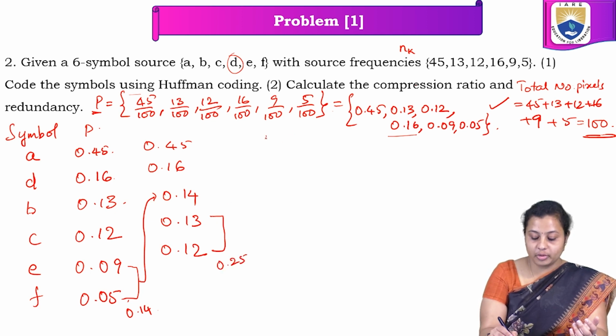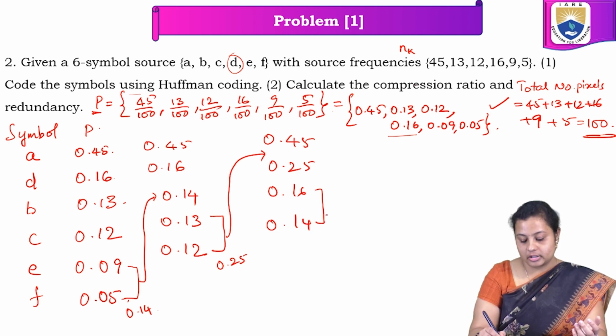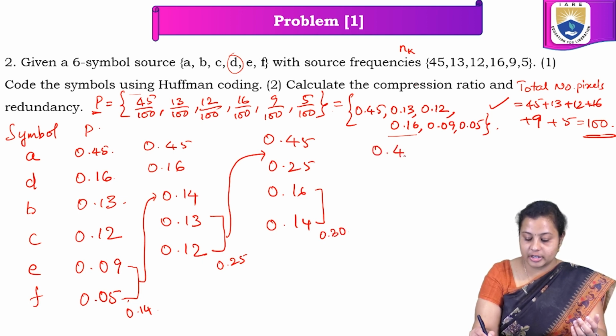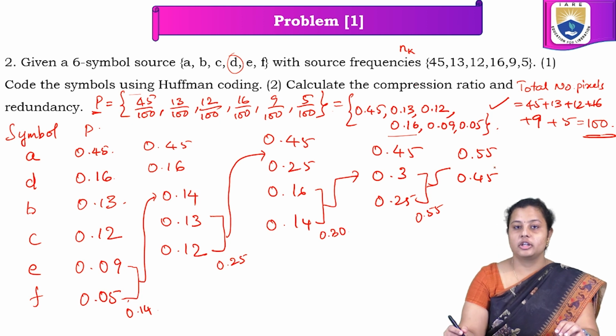So it will go up to here 0.45, 0.25, 0.16, 0.14. Right? So next we will add these two symbols. This is adding up to 0.30. So this we will arrange it as 0.45, 0.3 and 0.25. Right? Next we will add these two. We will get the addition as 0.55. So we are dividing it in this range. Right? So if we add, this is turning up to be 1.